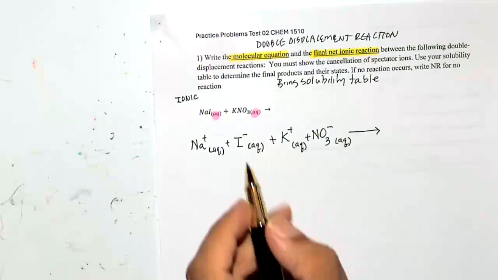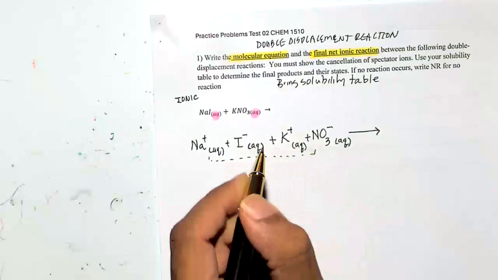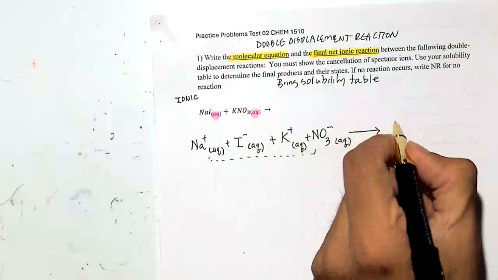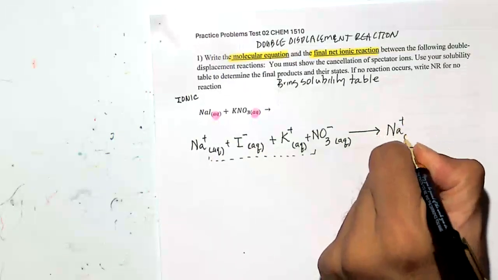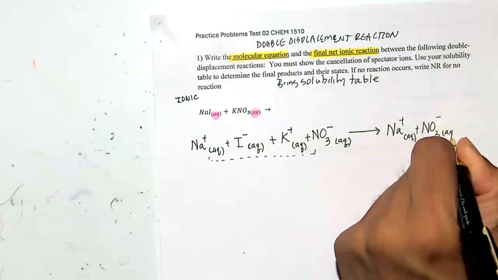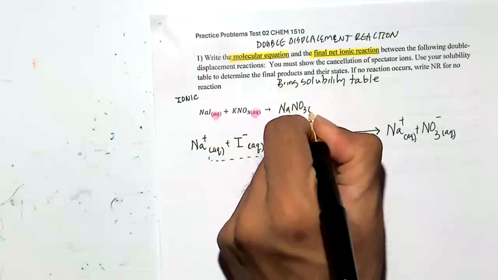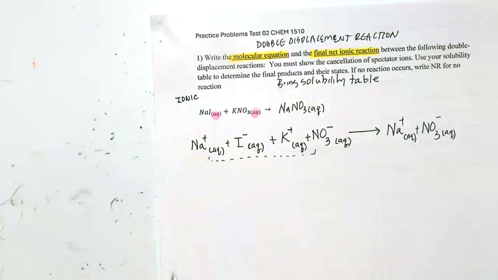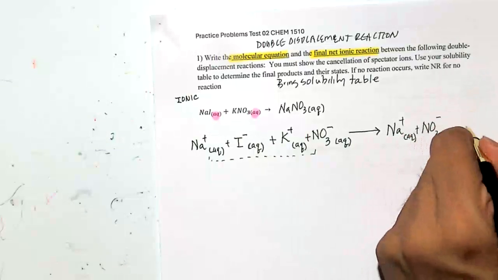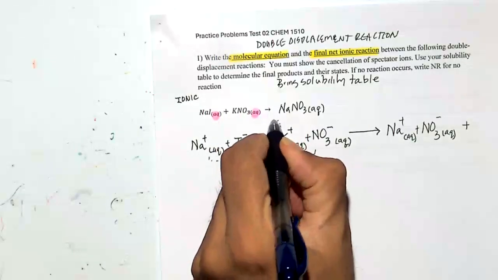So the way we like to do this is outer and inner. So we'll do outer. This is sodium nitrate. What do we know about all nitrates? Soluble. So here I'm going to write NaNO3 aqueous, plus the inner, so potassium iodide.